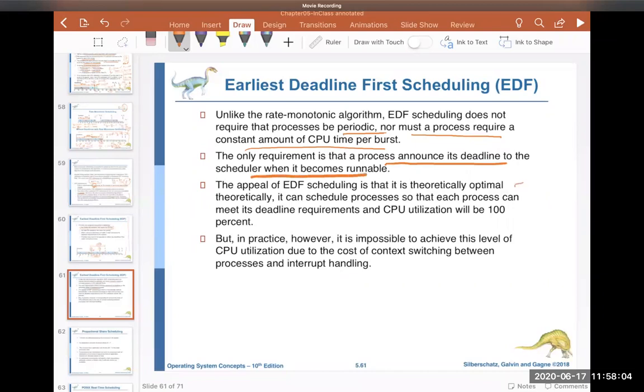RM says that it is an optimal algorithm: if RM is not able to schedule something, no other algorithm can schedule it. But EDF is much better because it's more dynamic, and it gives better CPU utilization. But in practice, 100% utilization is impossible because there is a cost of context switching between the processes and interrupt handling. So 100% is never an obtainable number for any algorithm.